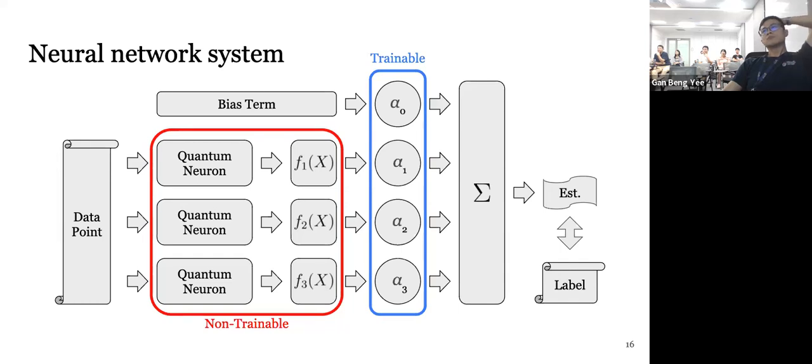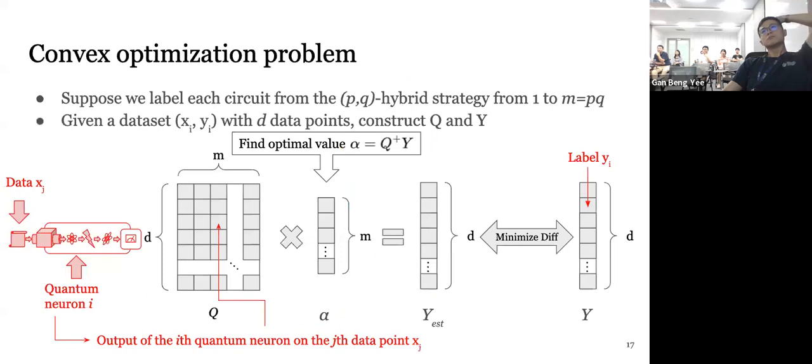Okay, so the problem is, how do we find the optimal combination of alpha here? It's by convex optimization. The idea is that we label each circuit from the PQ hybrid strategy from 1 to m. Then we're given a data set (xi, yi) with d data points, and we construct the two following matrices. First we construct the data vector, where each individual point here is the data label yi.